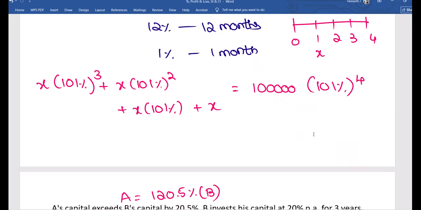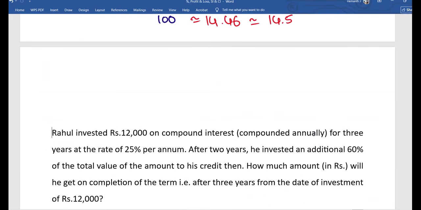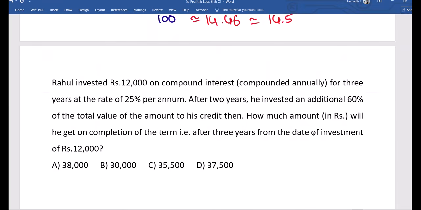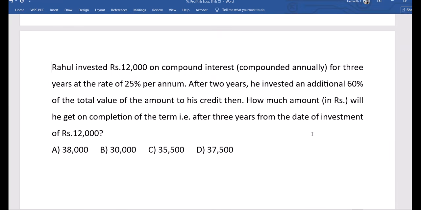Let's move to the next question related to simple interest and compound interest. Rahul invested 12,000 on compound interest, compounded annually for 3 years. After 2 years, he invested an additional 60% of the total value of the amount he has in his credit. 60% of what? The compound amount at that time, not 60% of 12,000. After 2 years, whatever the amount is, he added 60% of it. How much amount will he get on completion of the term after 3 years?